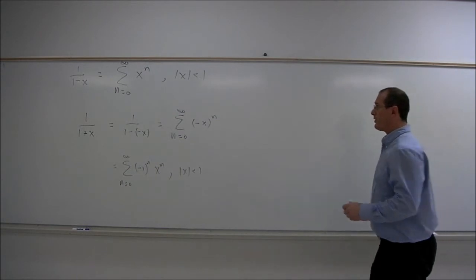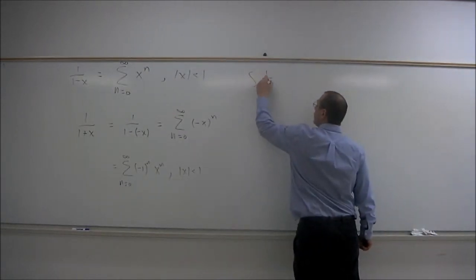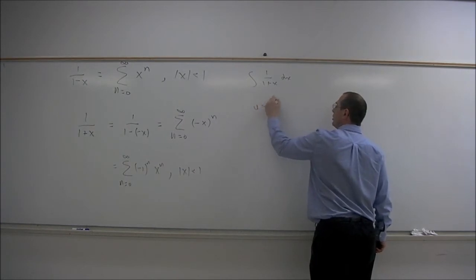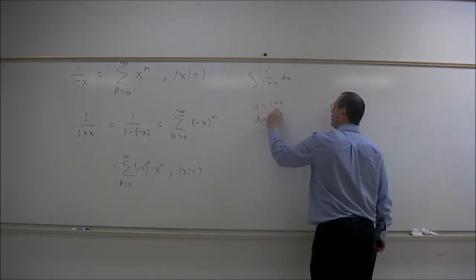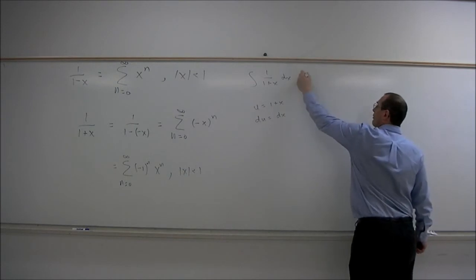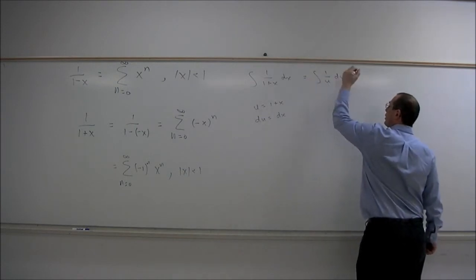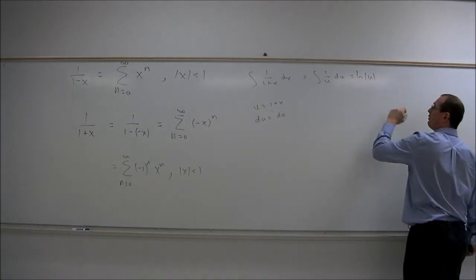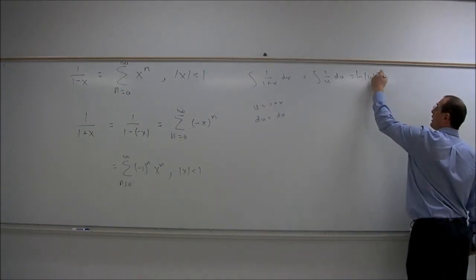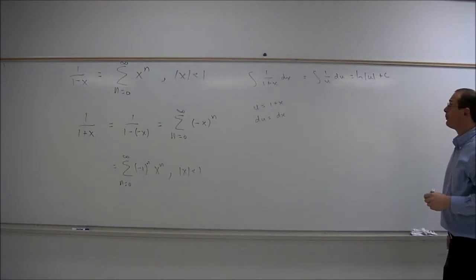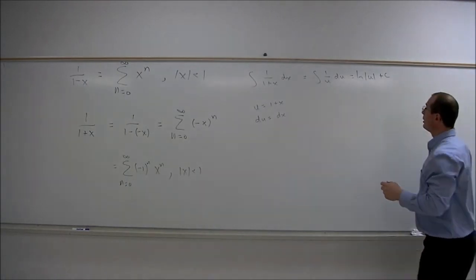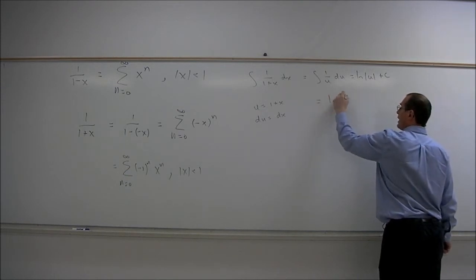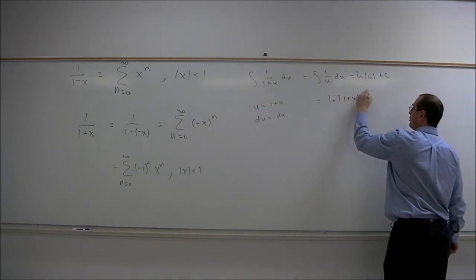So now we will integrate this function. The integral of 1 over 1 plus x dx. If you like, you can do a u substitution. u equals 1 plus x, du equals dx, and write this as the integral of 1 over u du, the antiderivative being the natural logarithm of the absolute value of u plus c. And so the integral of 1 over 1 plus x would be the natural log of the absolute value of 1 plus x plus c.